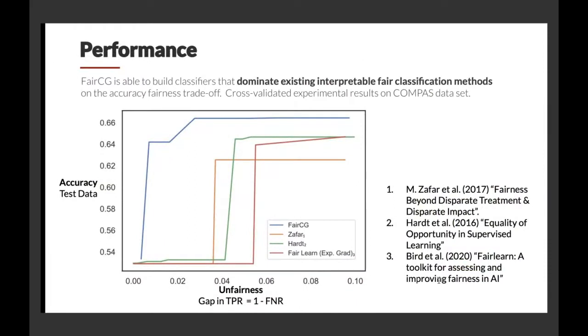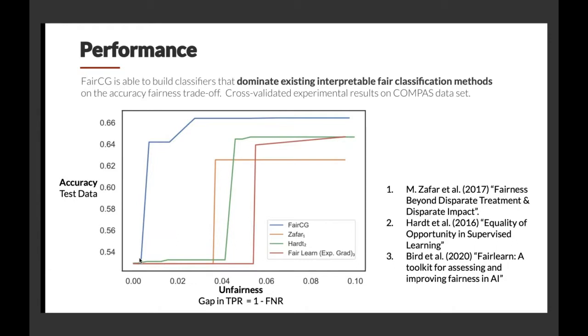And the question of the day is, how well does this do in practice? Well, this graph looks at the efficient frontier of the fairness and accuracy trade-off. So our x-axis is how unfair our rule set is, and you can think of that as just the gap in the false negative rates between our two groups. So closer to the left means a fairer rule set. And our y-axis is just going to be the accuracy on the test data.